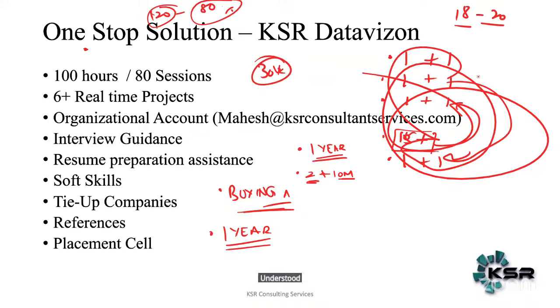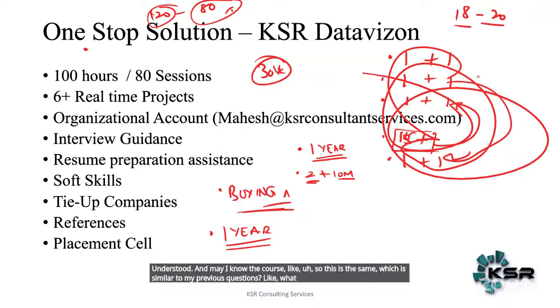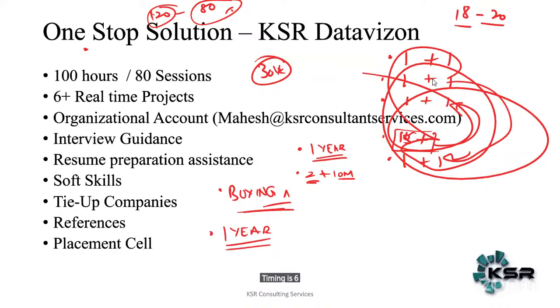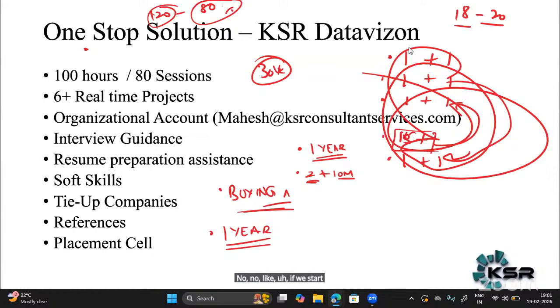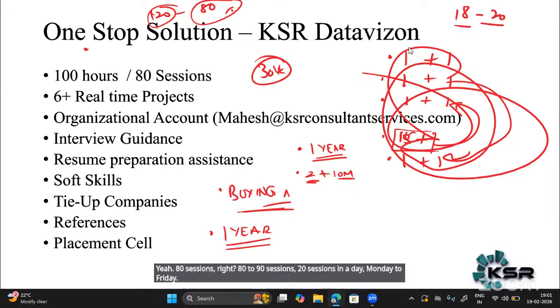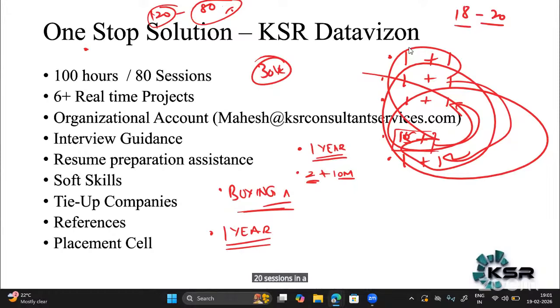Understood. Similar to my previous questions, what is the course tenure? Timing is 6 to 7, 6 p.m. to 7 p.m. IST. If we start from today, what is the duration of the course? Duration will be roughly 4 months. 80 to 90 sessions, 20 sessions in a month, Monday to Friday.